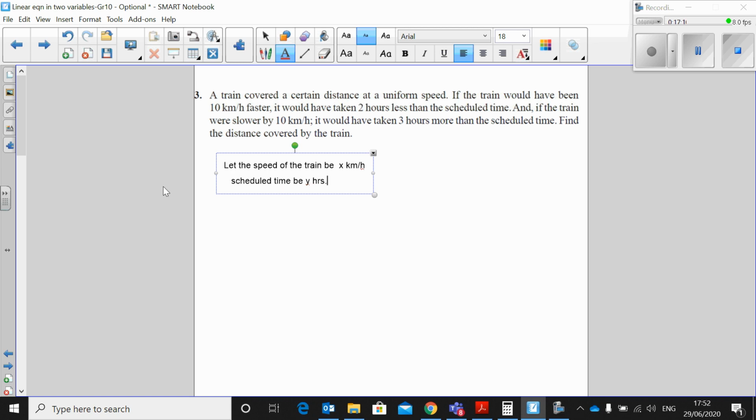Okay, so now think about the cases. I will be taking here case 1 and case 2. Actually, let us go with the speed and the time. Speed and the time for the scheduled one.